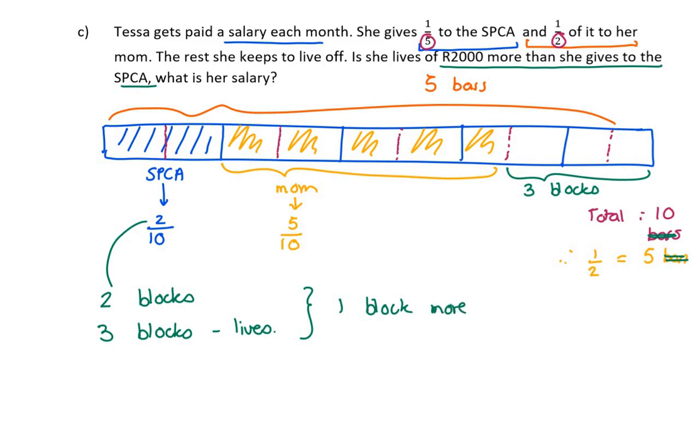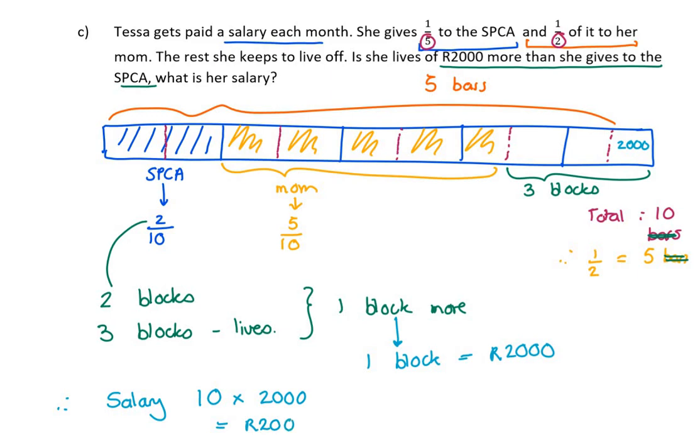Now, if she lived off multiple blocks more, then those multiple blocks would represent 2,000, and then we'd have to work out what one block represents. But here we're lucky. She lives off 1 more block, and she lives off 2,000 Rand more. So therefore 1 block is going to equal 2,000 Rand. So I know that every single block is 2,000 Rand. So what is her salary? Well, in this particular question, we had 10 blocks, each worth 2,000 Rand, and so she earns 20,000 Rand.